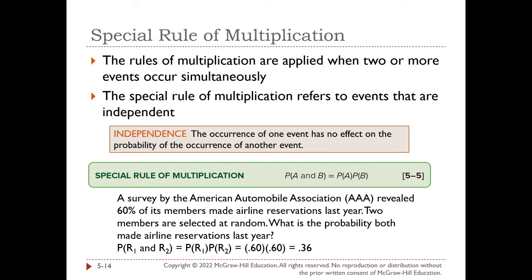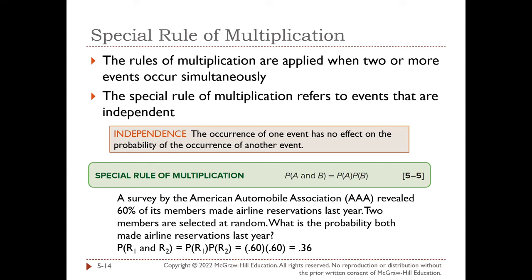But therefore, the special rule of multiplication can be used. Basically, they're just saying it doesn't matter what you reserve, it's not going to change another person's mind on their reservation. Completely two independent situations. So when we look at multiplication, the probability of A and B occurring equals the probability of A multiplied by the probability of B.